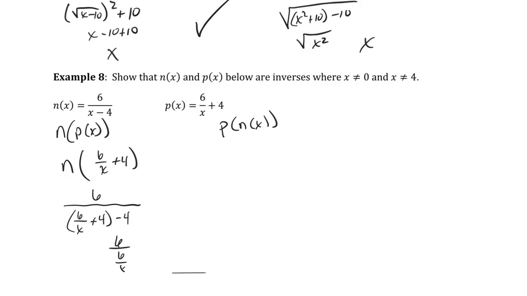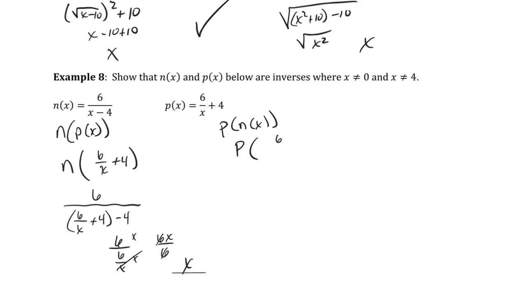Now, here we could do the keep, change, flip idea. I like the idea of multiplying top and bottom by the common denominator. These will cancel out, and I get 6x over 6, which leaves me with x. All right, let's do the other one.